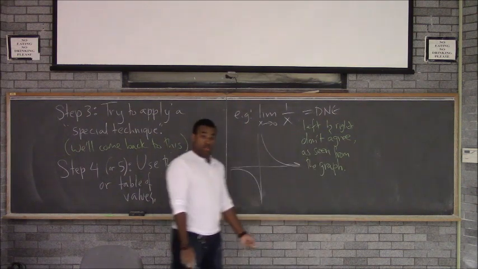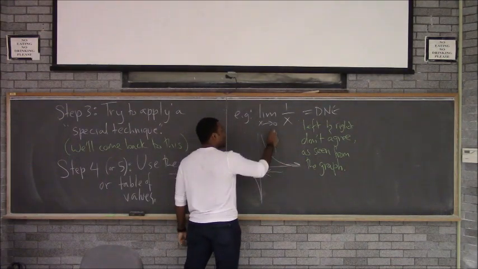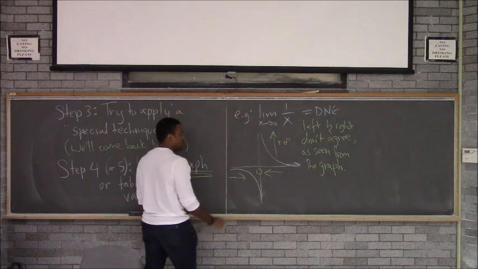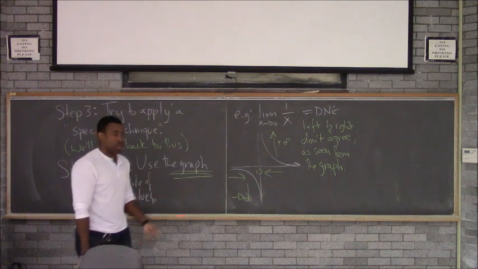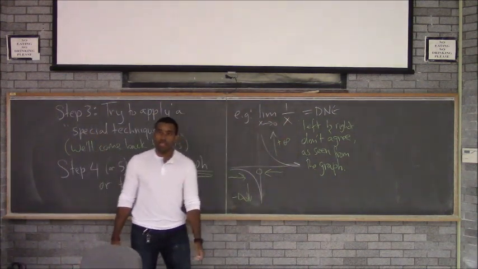As seen from the graph, right? Here, as I'm approaching 0 from the right, this is shooting up to positive infinity. Here, as I'm approaching 0 from the left, this is shooting down to negative infinity. The left and the right don't agree. That's easy to see from the graph. That is my answer. It does not exist.